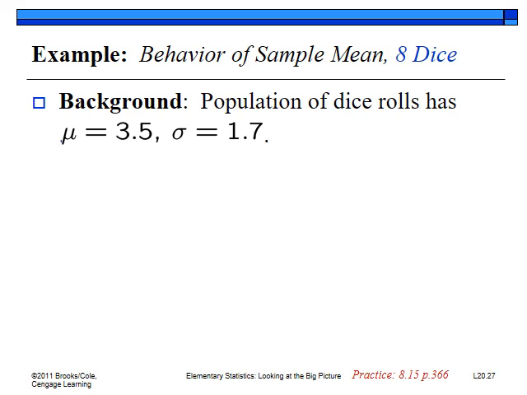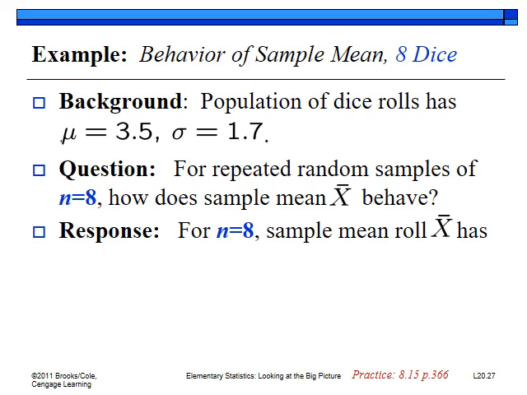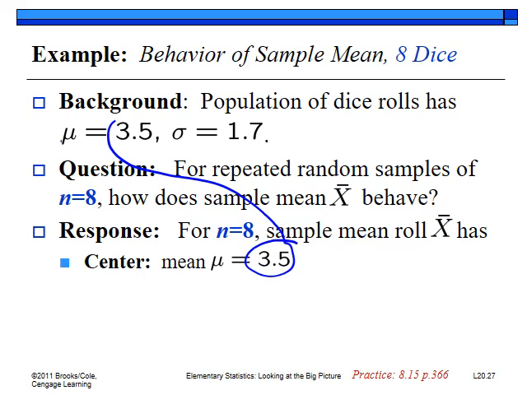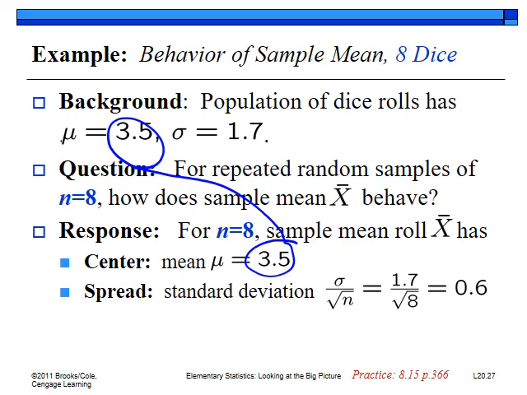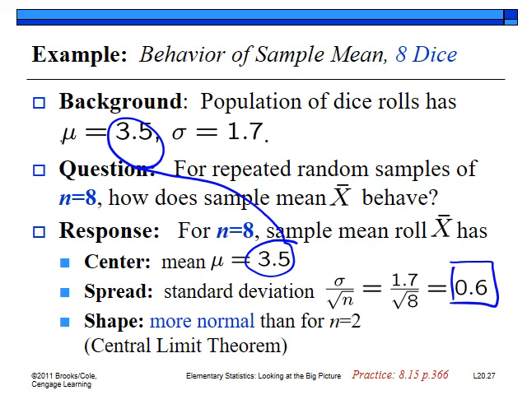For 8 dice, the sample mean, again, I would expect to be 3.5, because the sample mean and the population mean are going to be the same. The spread would be the standard deviation. Now, instead of dividing by the square root of 2, we divide by the square root of 8. So notice that the spread has in fact gone down quite a bit. As for the shape, 8's getting kind of borderline on normal. So it's definitely more normal than when we were only rolling 2 dice.